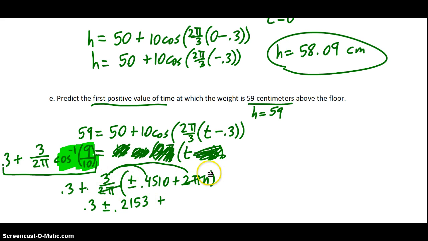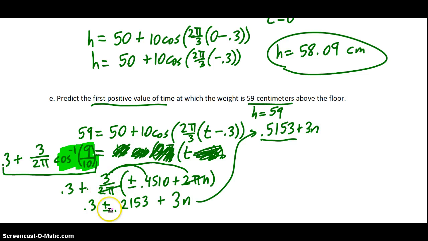The 2 pi's will cancel, and you're left with 3n. So basically you're adding some multiple of 3. Won't be too big of a deal because we just want the first one. So we have 2 possible answers here. One where it's 0.3 plus 0.2153, and that's 0.5153 plus some multiple of 3. Obviously, subtracting 3 from that would leave it in negative territory, so basically this is going to be the first positive time that this side of the equation would give us.